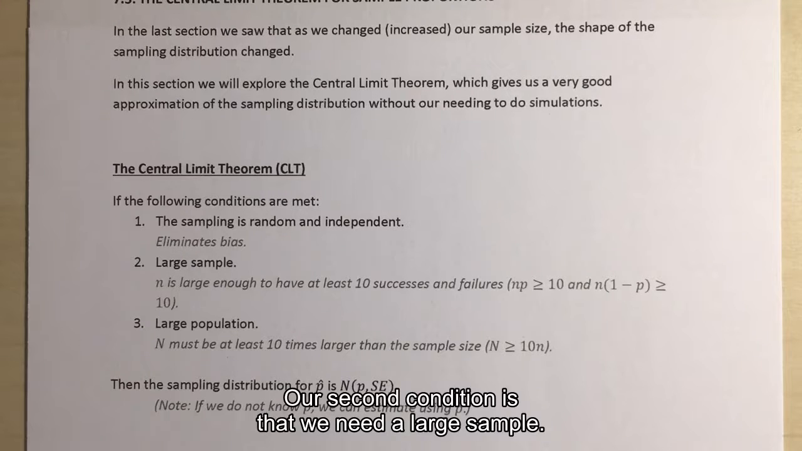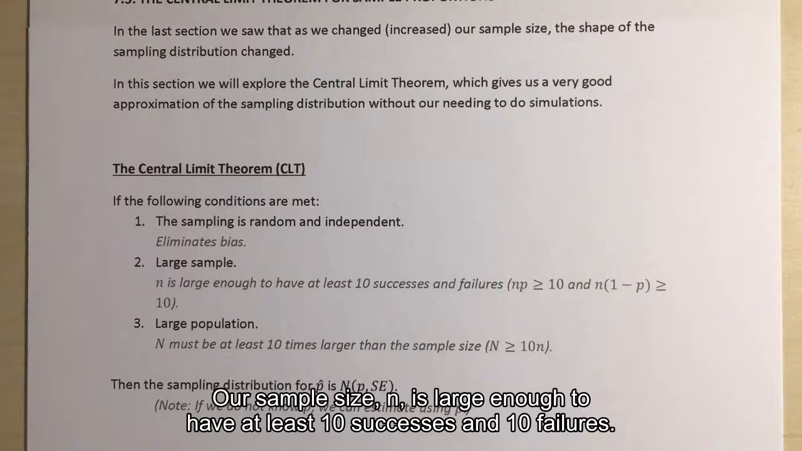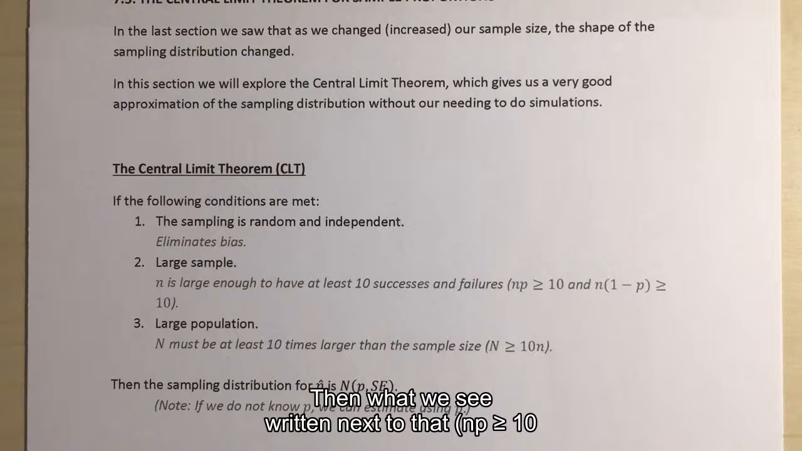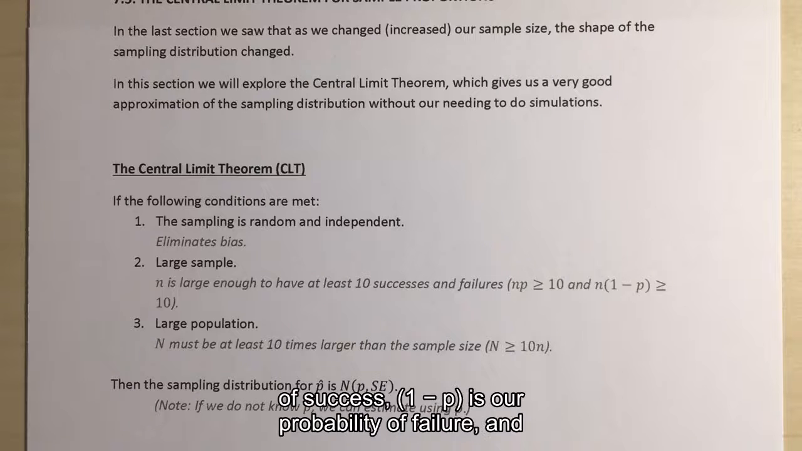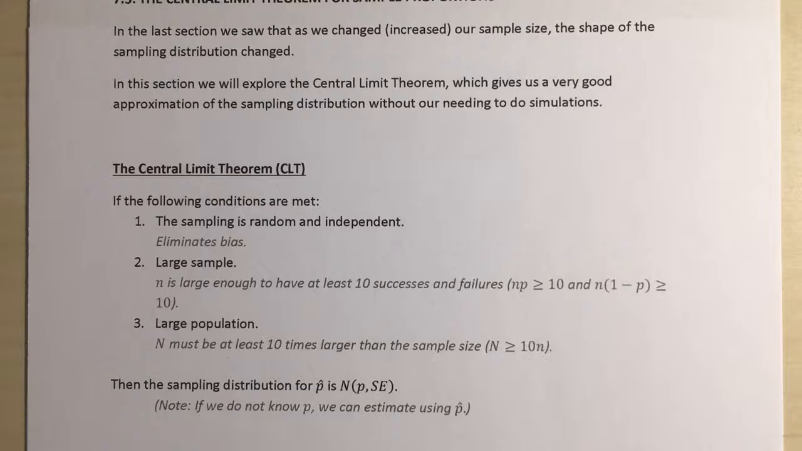Our second condition is that we need a large sample. Our sample size, n, is large enough to have at least 10 successes and 10 failures. Written next to that: n times p is greater than or equal to 10, and n times 1 minus p is greater than or equal to 10. P is our probability of success, 1 minus p is our probability of failure, and if we multiply those by our sample size, we should get at least 10 for each of those.